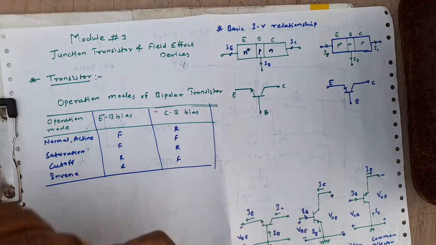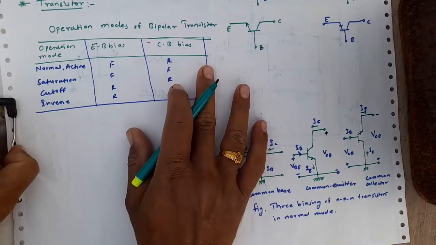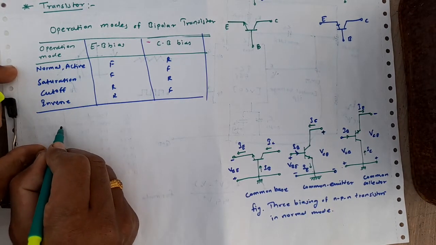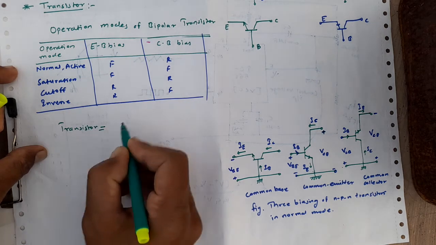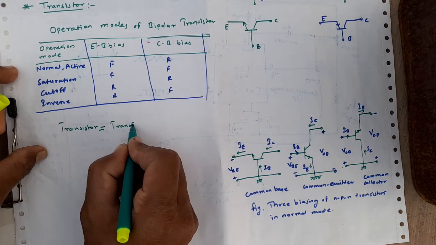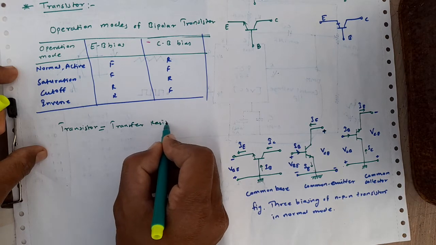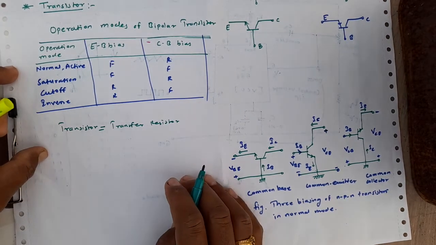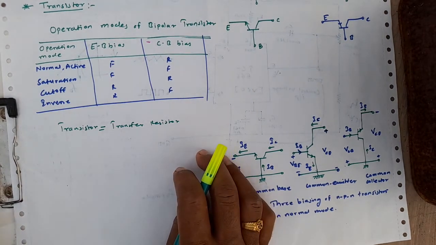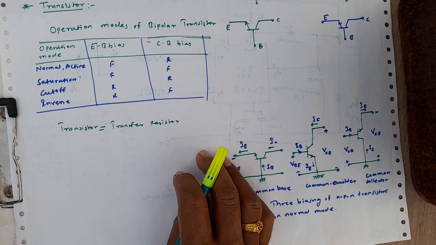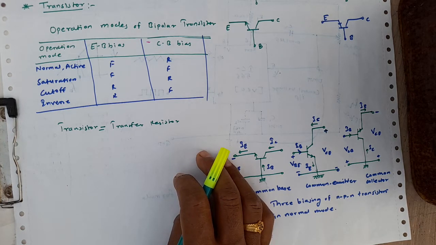Now if we look at the word transistor, transistor is nothing but the transfer resistor. It is a kind of three terminal device, whose resistance between two terminals is controlled by the third one. Now as we know, it is a kind of bipolar device, or bipolar transistor.